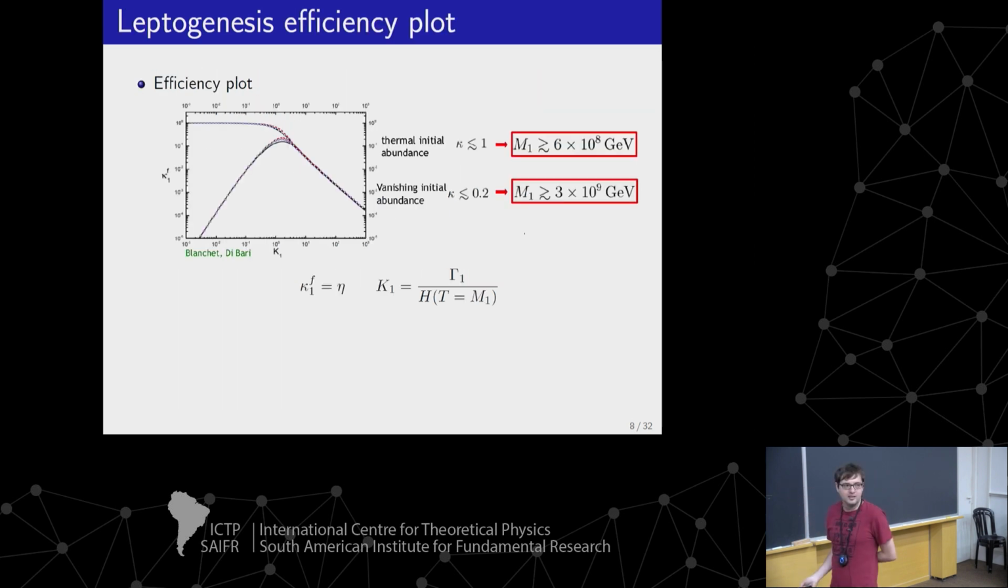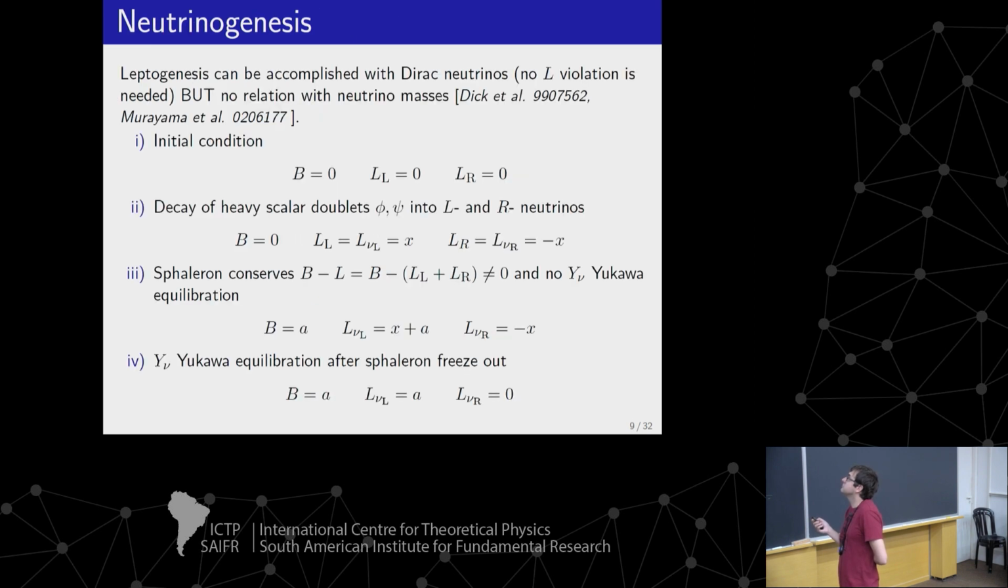So those are the bounds that you get for M1. Basically you see that in the thermal initial condition it can be bigger. They have to be bigger than 10 to the 9, basically. So it's a very high scale.